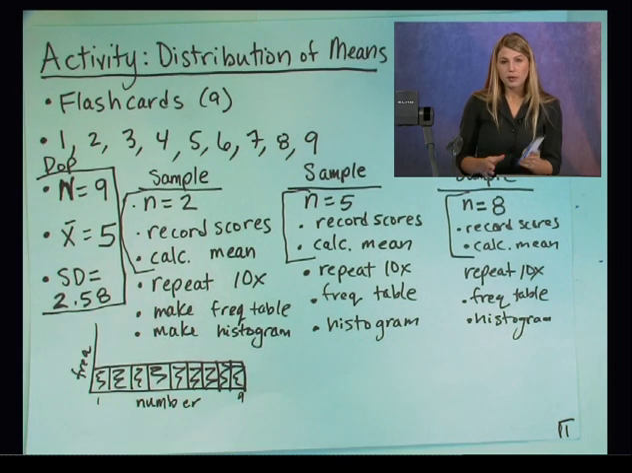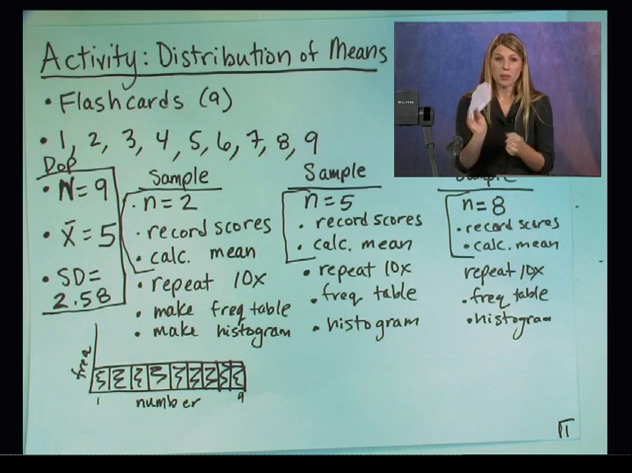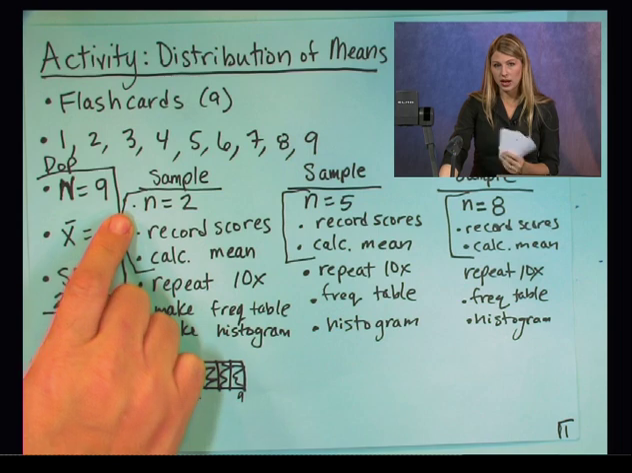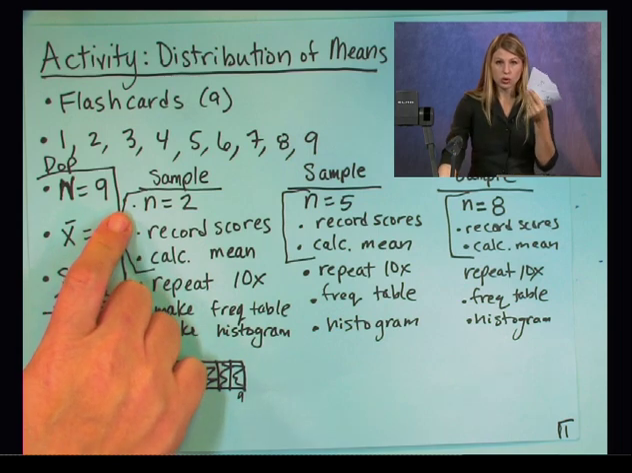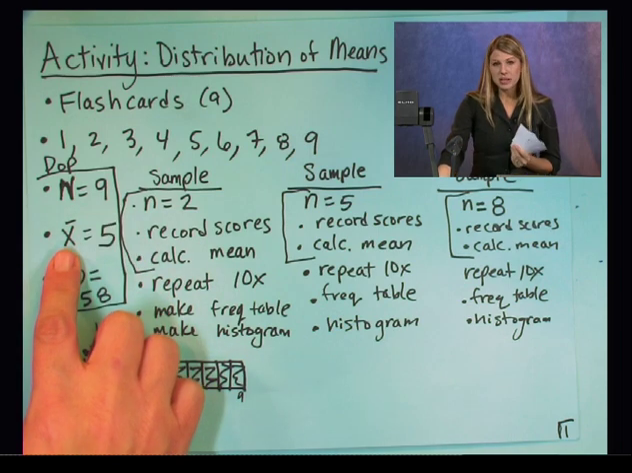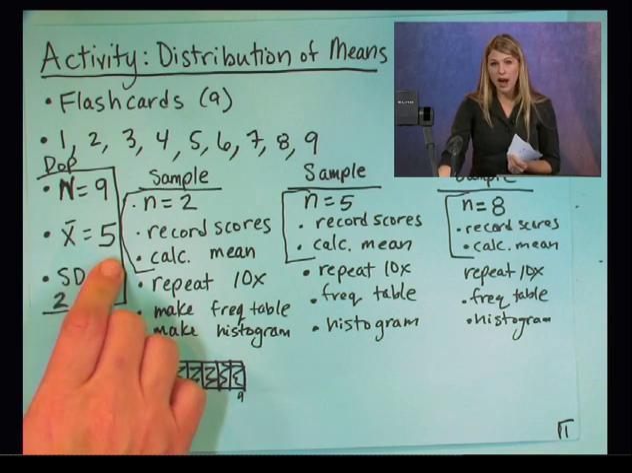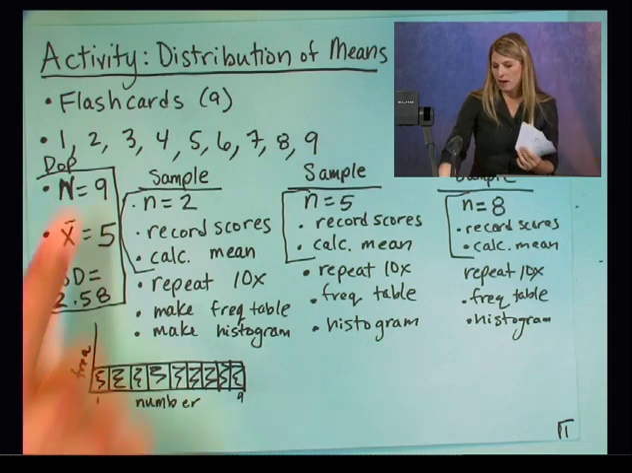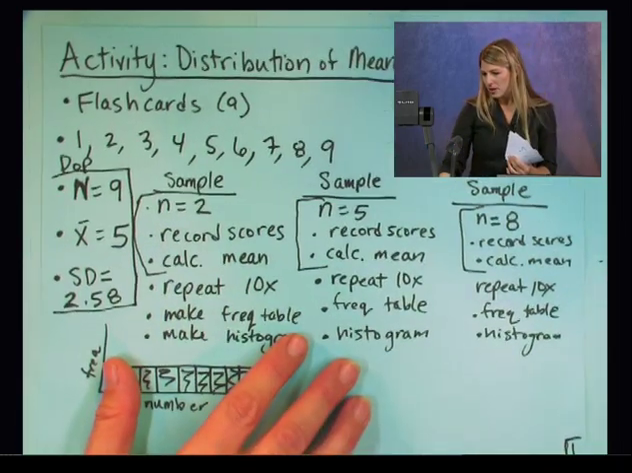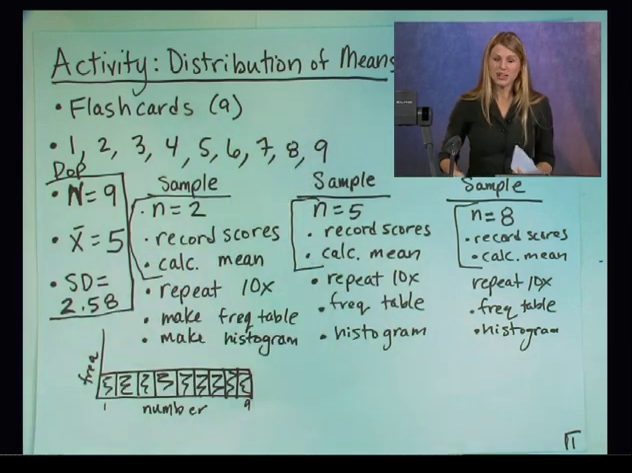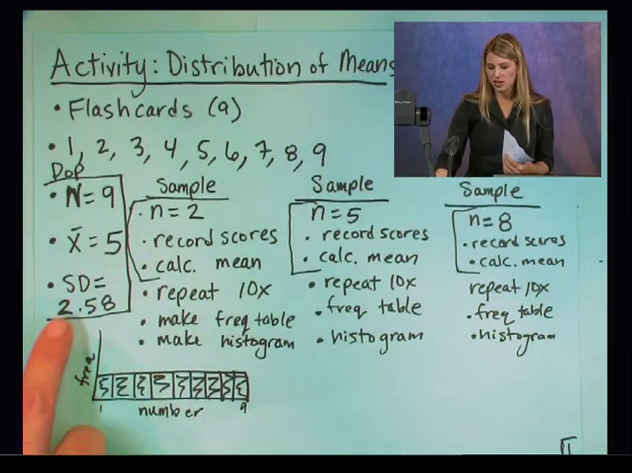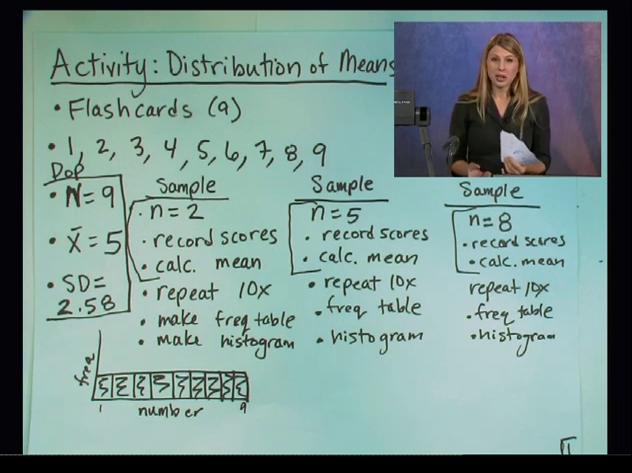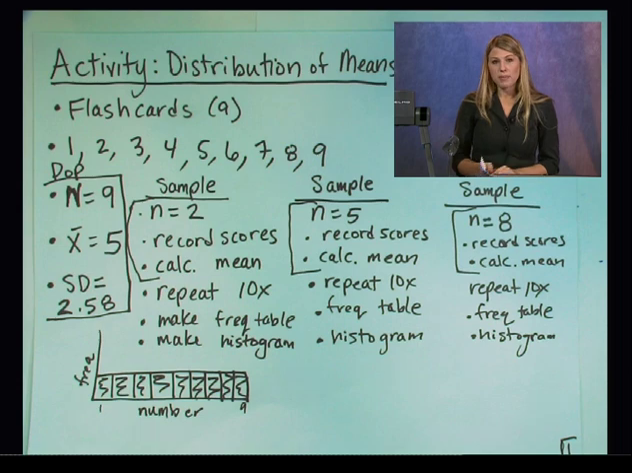Now, what you're going to do is take samples from this. First, let's start off thinking about our population. Our population has an N of 9. There are 9 scores in our population. And it has a mean, remember this is a population mean, of 5. You can go ahead and calculate that. Add up 9 plus 8 plus 7 plus 6 plus 5, add up these numbers, and then divide by 9, and you'll end up getting 5. It also has a standard deviation of 2.58. Again, you could calculate that in Excel really quickly. Okay, so now we're going to look at what happens when we sample.